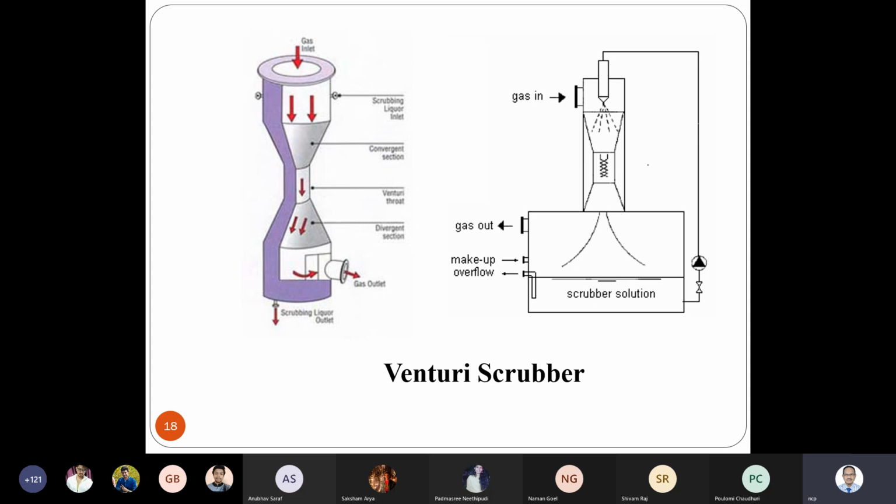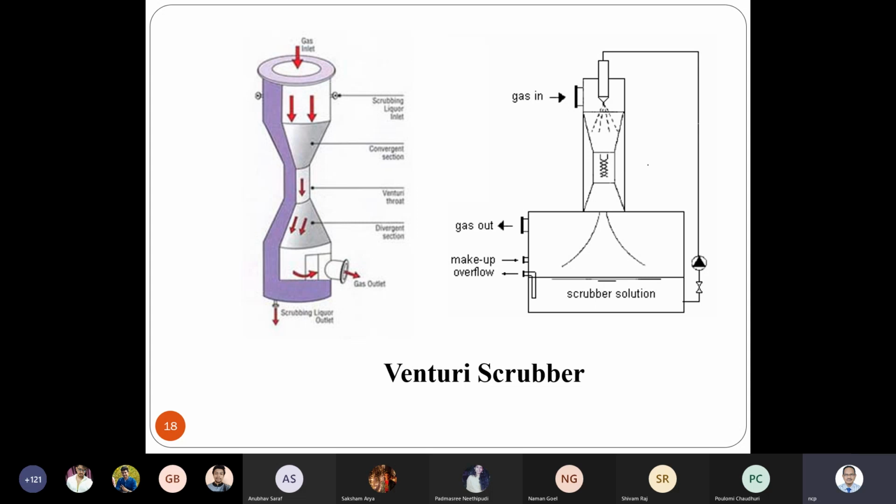in fluid mechanics. The Venturi scrubber basically consists of a convergent section, then a throat, and then a divergent section. In this case, the gas is sucked in by the scrubbing liquid in the convergent section, and then the gas liquid mixing or contact effectively takes place. Finally, in the divergent section they are separated, and the gas comes out and we get the scrubbing liquid.